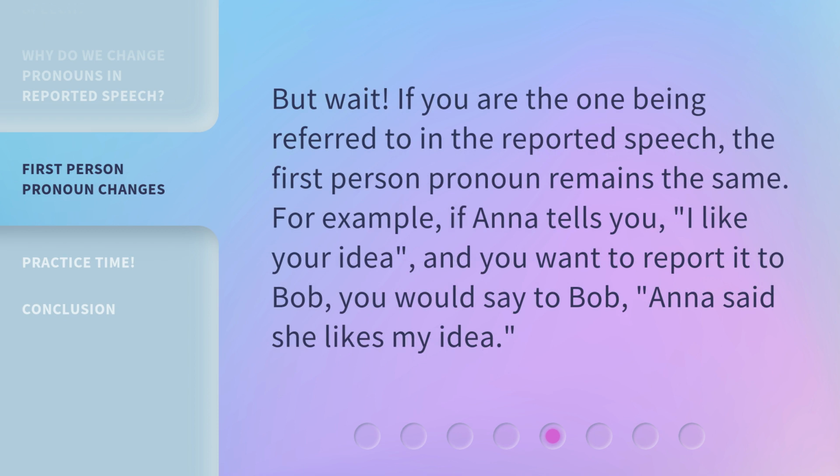But wait! If you are the one being referred to in the reported speech, the first-person pronoun remains the same. For example, if Anna tells you, "I like your idea," and you want to report it to Bob, you would say to Bob, "Anna said she likes my idea."